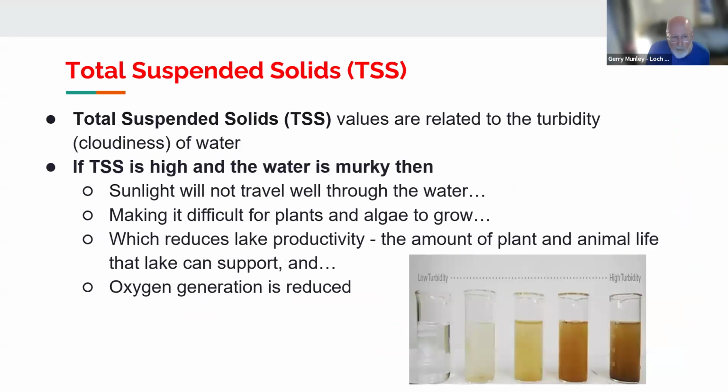Next slide is total suspended solids and a measure of cloudiness within your lake. And this particular one I liked because it made me think about what sequence of events happens. So if you have high turbidity in your lake, high cloudiness, the sunlight does not travel well through the water, which makes it difficult for plants and algae to grow because of lack of photosynthesis, which reduces lake productivity of plants and animals that can help support the lake. And oxygen generation is significantly reduced. So you've got a variety of different step situations here. Next is pH.